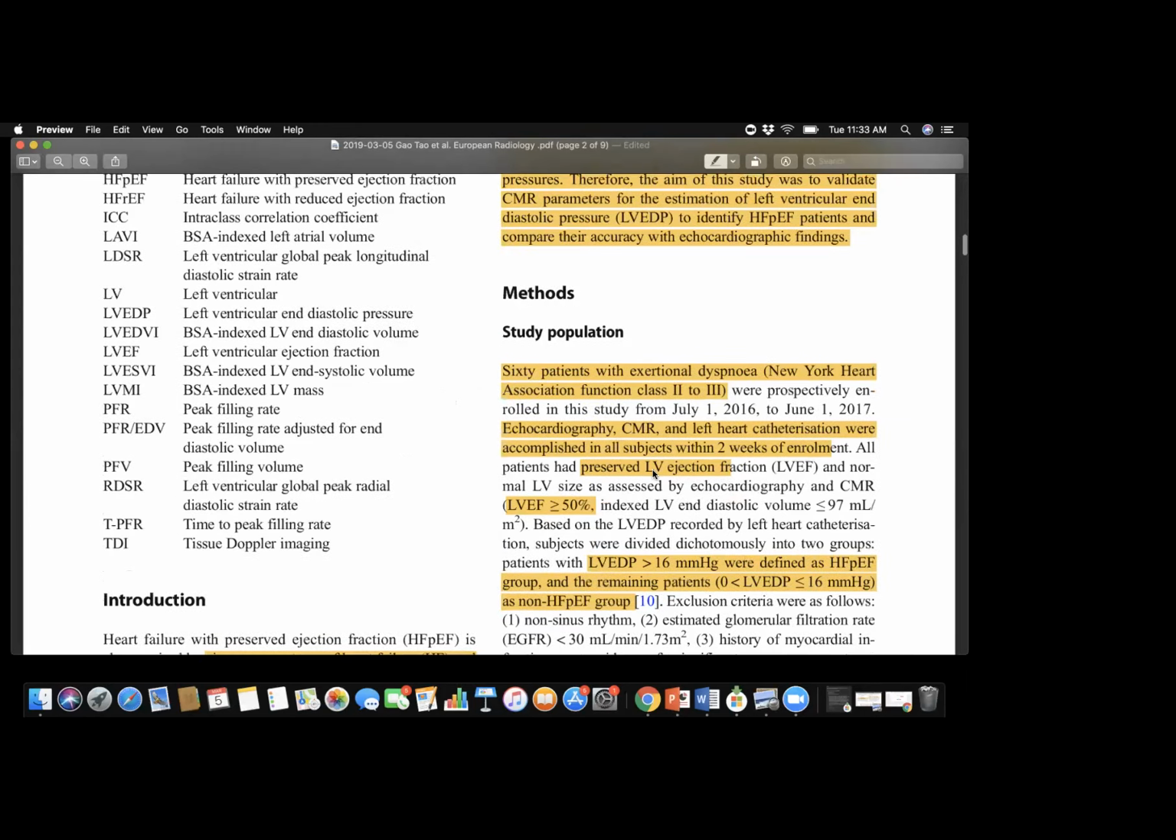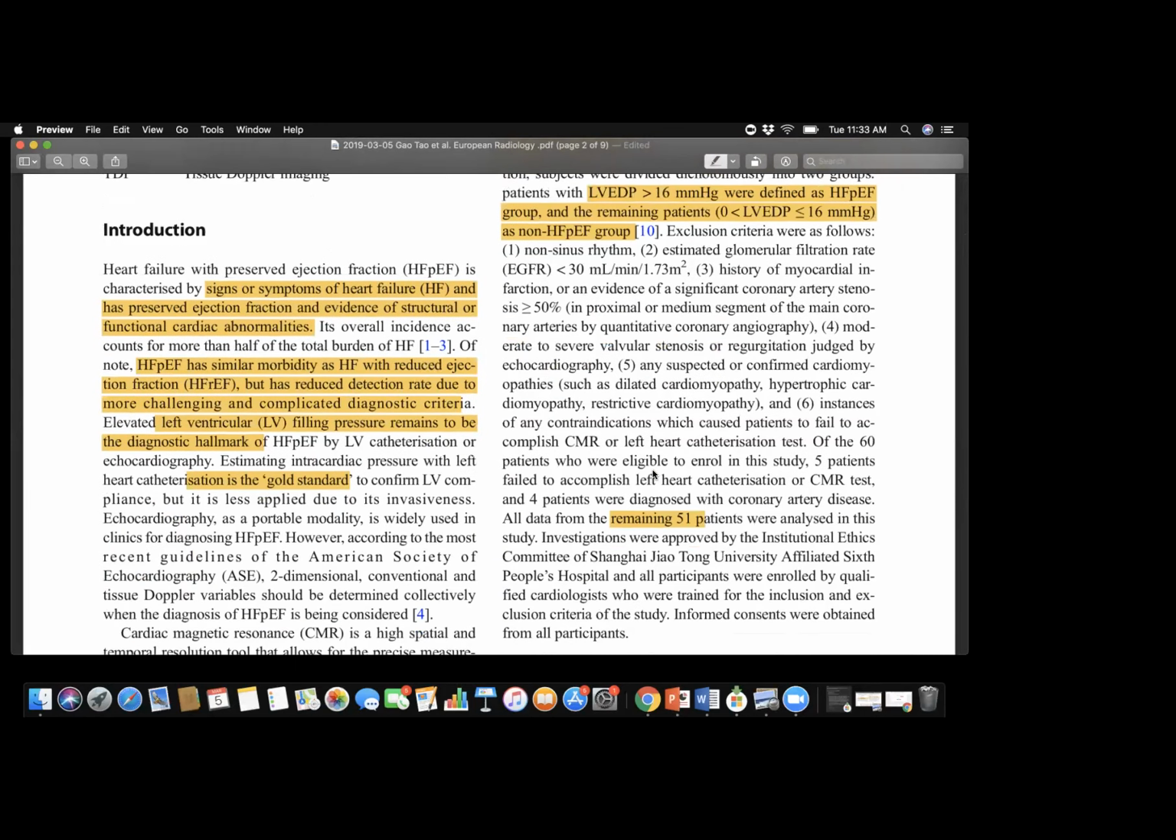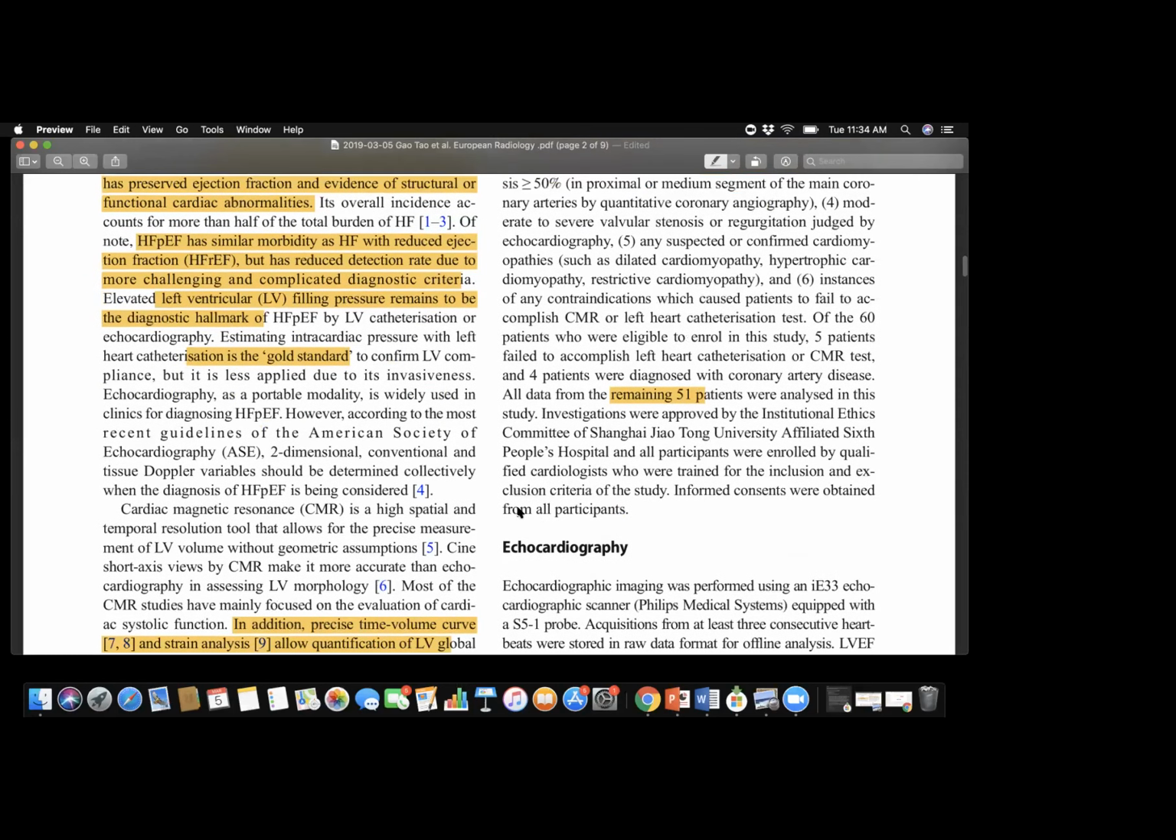Just to give a little bit of background, in heart failure we have two types of patients, with reduced EF and preserved EF. Preserved EF heart failure patients carry about the same burden as the reduced EF patients. The challenge with this group is diagnosing them because they have normal ejection fraction. In these patients, the end diastolic pressure in the ventricle is elevated. The gold standard is invasive angiography to assess the pressures in the left ventricle, and it's invasive.